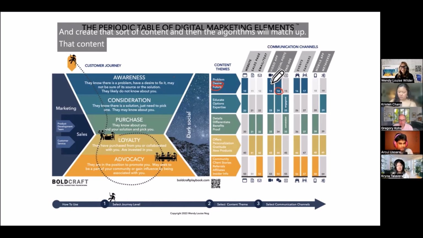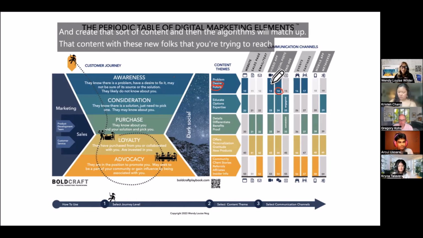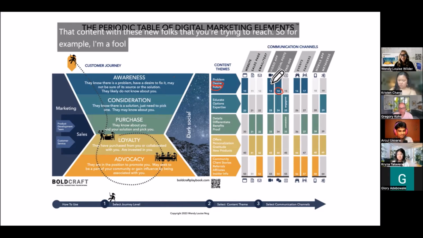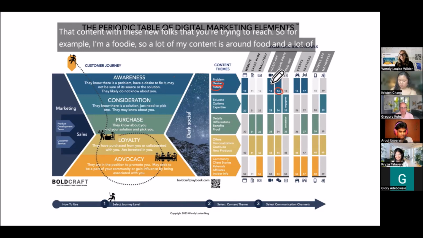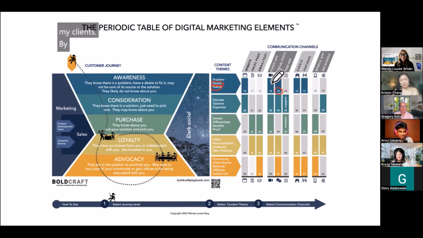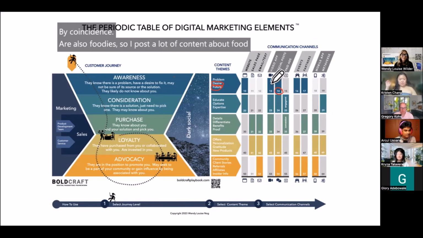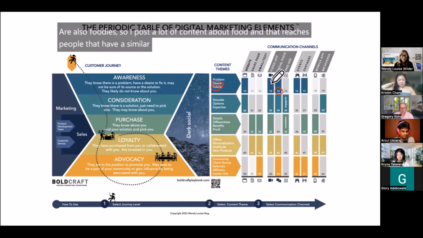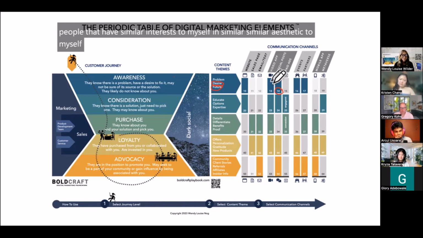and then the algorithms will match up that content with these new folks that you're trying to reach. So for example, I'm a foodie, so a lot of my content is around food, and a lot of my clients, by coincidence, are also foodies. So I post a lot of content about food, and that reaches people that have similar interests to myself and similar aesthetic to myself. Is that helpful?